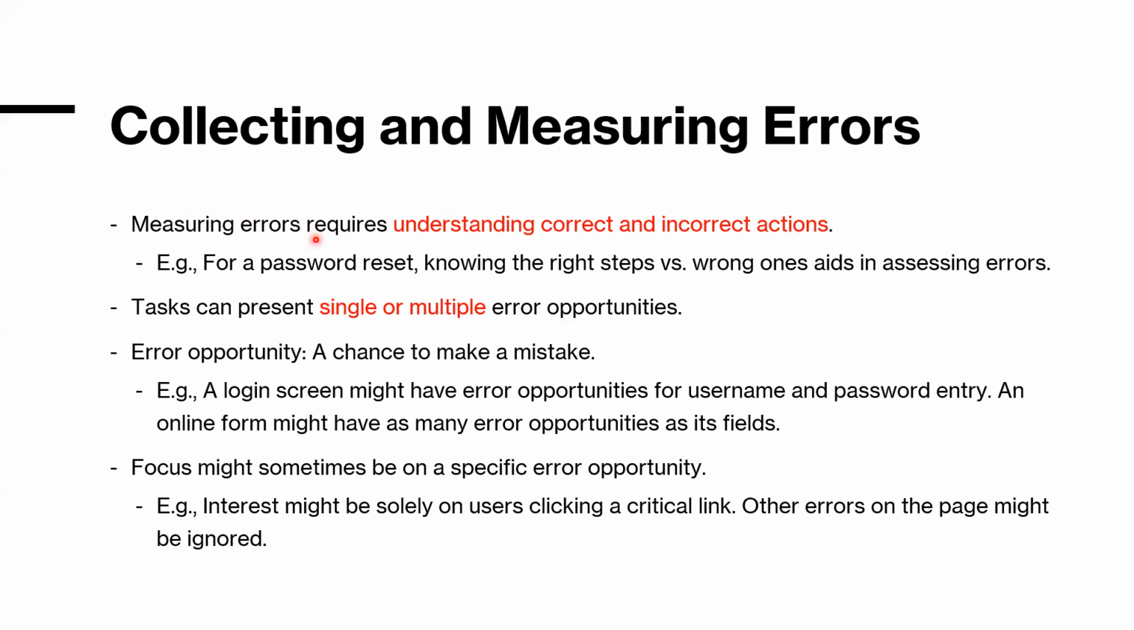So very simply, measuring errors requires understanding correct and incorrect actions. It can be a single error or multiple errors. A single error is when the user doesn't have many options, only one action or one key-in, so the possibility of error is a single error they might make. For example, clicking on the shopping cart button, or uploading the assignment.